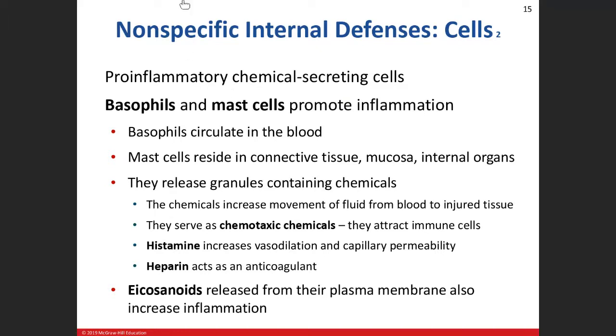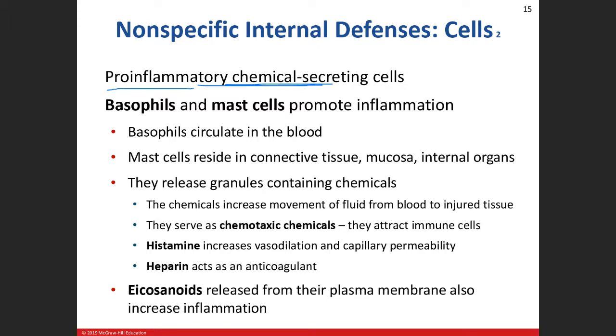Now we're going to talk about the non-specific cell response that involves chemical secretion, which is going to be pro-inflammatory. Guess what? Inflammation is good. Not a lot of it is bad. Short-term inflammation, good. Chronic inflammation, bad. Acute inflammation is part of the normal healing process and the immune response, so we like that. Chronic inflammation, months, years, not good. If that's been going on, there's a problem.